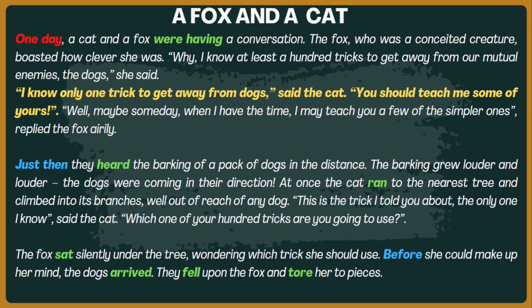Alright students, this is an example of a narrative text. The title of the narrative text is A Fox and a Cat. In this narrative text, we can find the use of adverbs of time like one day, and the use of past tense like were having, heard, said, arrived, fell, tore, ran. These are the use of past tense or action verbs in the text. And we also find the use of time conjunctions like just then, before. And we can also find the use of direct quotation. I know only one trick to get away from dogs, said the cat. You should teach me some of yours. Here we can find the use of quotation marks. It is direct quotations.